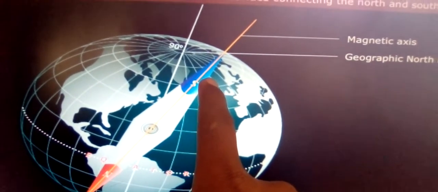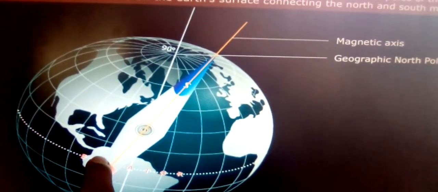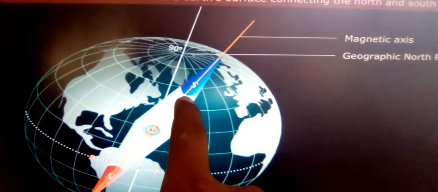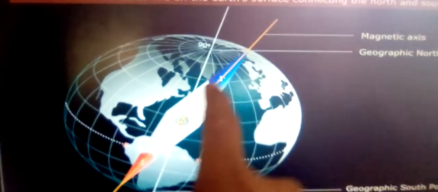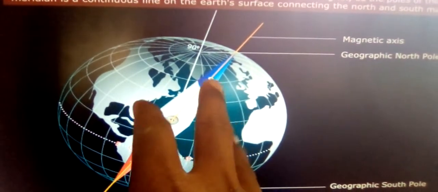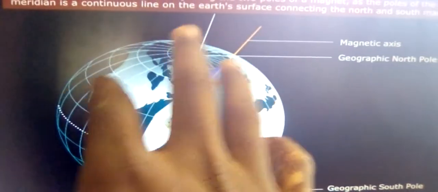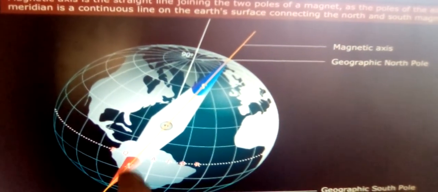If you look at this visual, it clearly shows that the south end of our Earth's magnetism is located up in the northern hemisphere. You understand? Then the north end of the Earth's magnetism, which I said comes from a big stone that is magnetic in nature, is in the southern hemisphere.